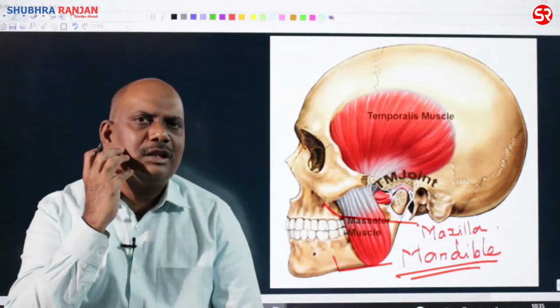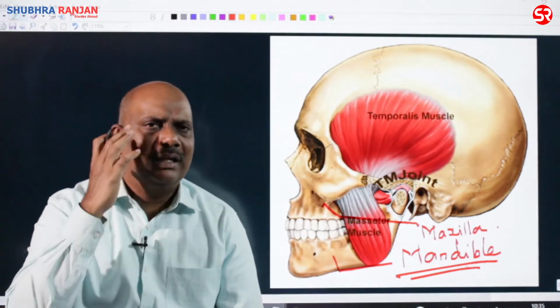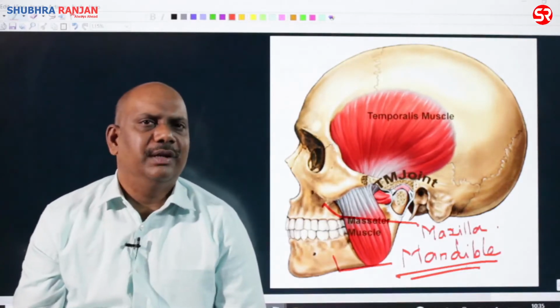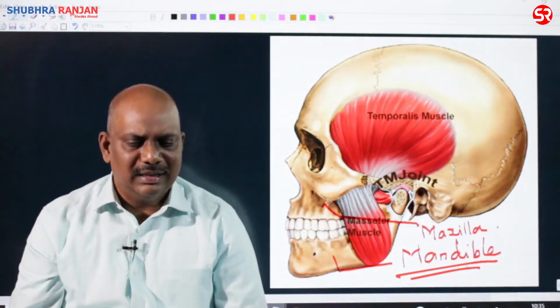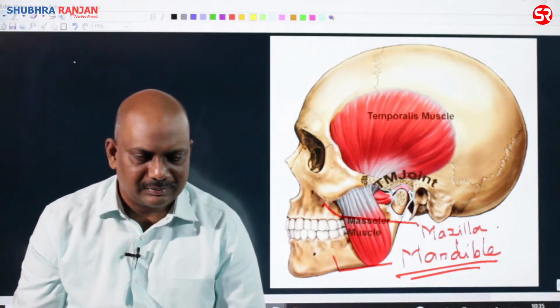So apart from the large mandible, there are two muscles in our head region which help us in biting and chewing. These muscles are called the masseter and temporalis.